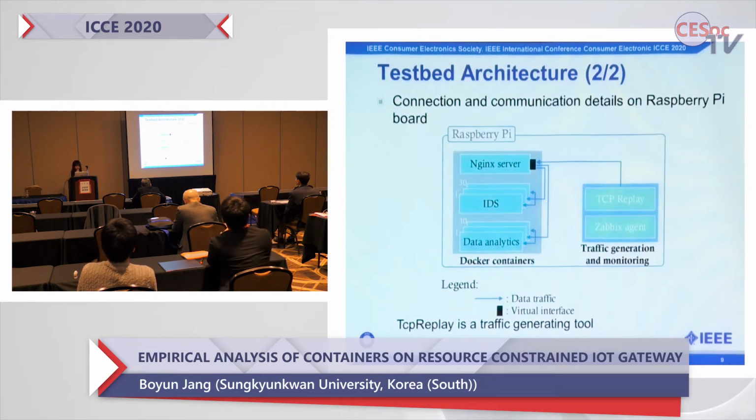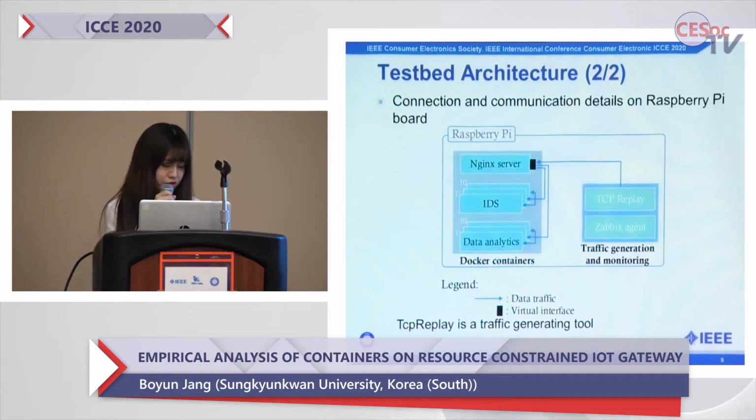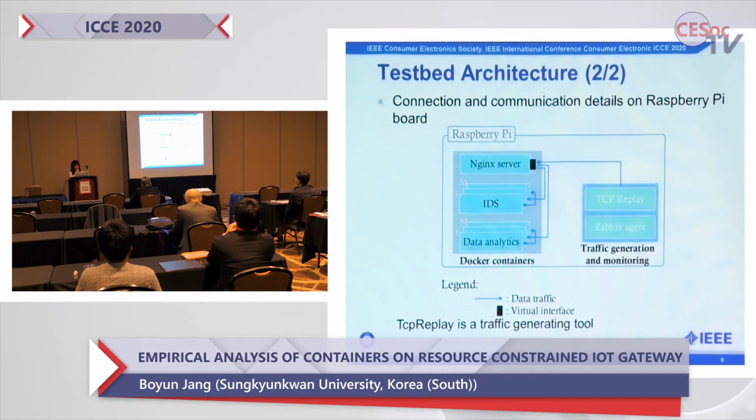And this is the structure of each Raspberry Pi. We use TCP replay to generate the traffic, and this traffic will emulate a load at the IoT gateway as in a real environment. In this picture, traffic from the TCP replay will first go to the Nginx server, and the Nginx server will distribute the traffic among the available containers. Each container will process the received traffic, and Zabbix will collect the performance due to their processing.